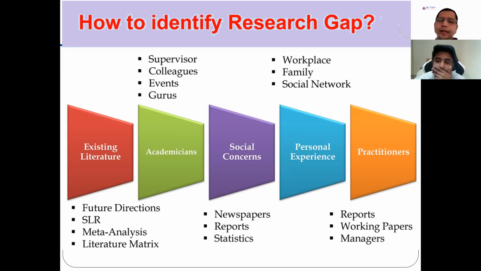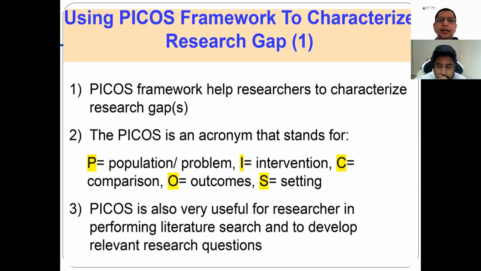You also need to link with the academicians. This is how you do the Master of Business Administration dissertation. You also need to link to the scholarly writings, the reports, working papers, and existing literature, which means the published journals. You need to link. Using the PICOS framework, we are discussing how to identify my literature gap.